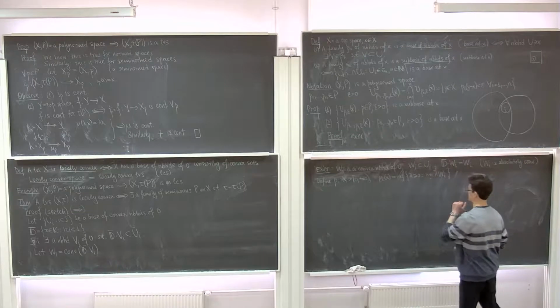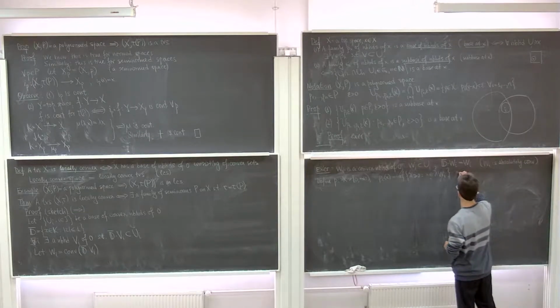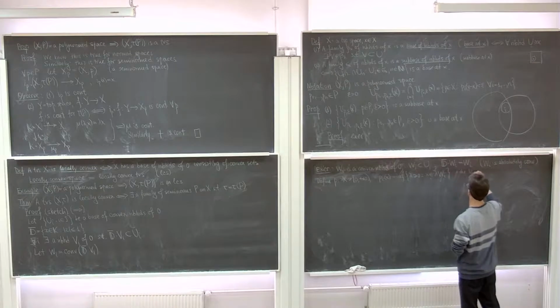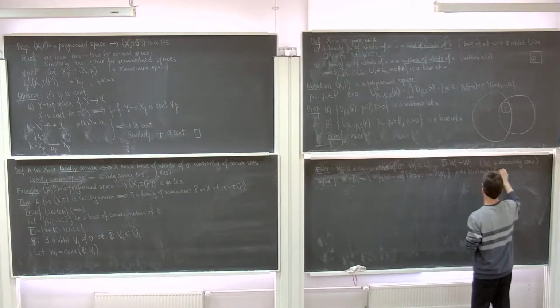There is a special name for this function. It is the so-called Minkowski functional. This is the Minkowski functional of Wi.